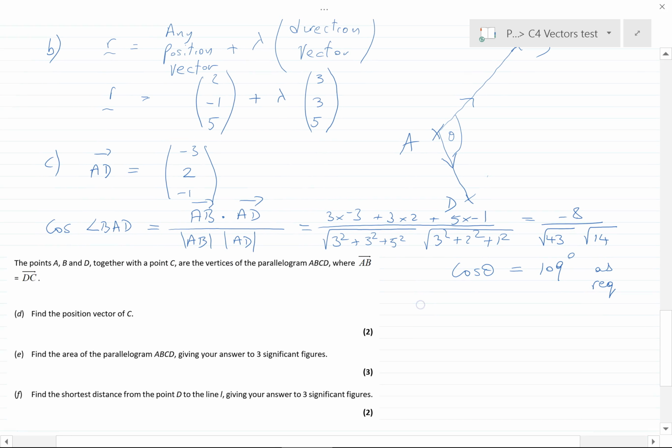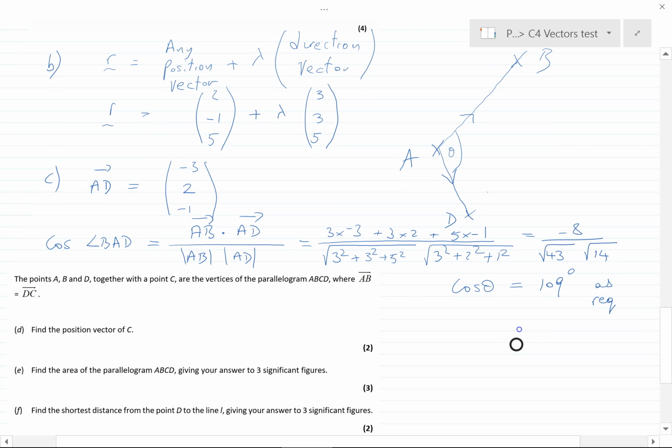Now, some more questions here. It says that the points A, B and D together with the point C are the vertices of a parallelogram, where AB is parallel to DC. So basically, we've got some point here, C, which makes it a parallelogram.